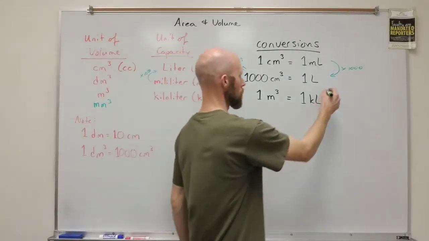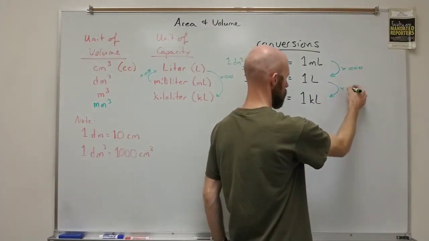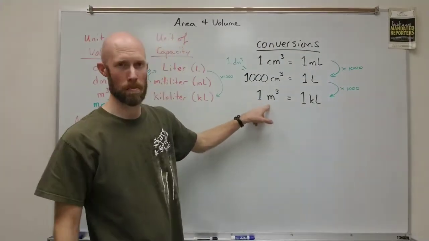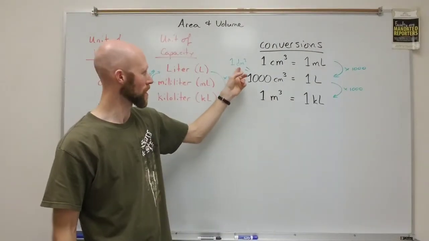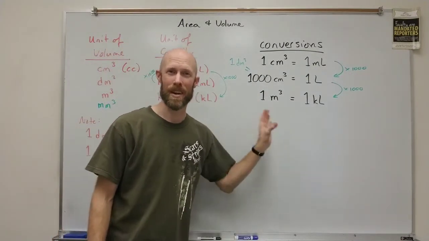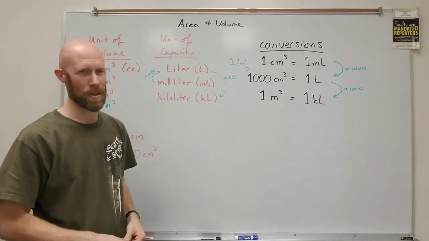And then again, if you multiply by 1,000, and of course you do that on both sides, you get a kiloliter, which is a cubic meter. 1,000 of the cubic decimeters is a cubic meter, like I had mentioned a minute ago. So that's just kind of neat, the way those pop out.